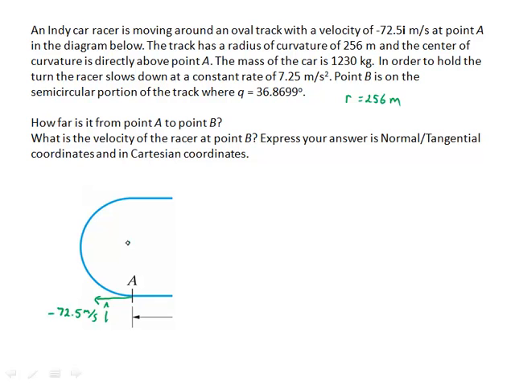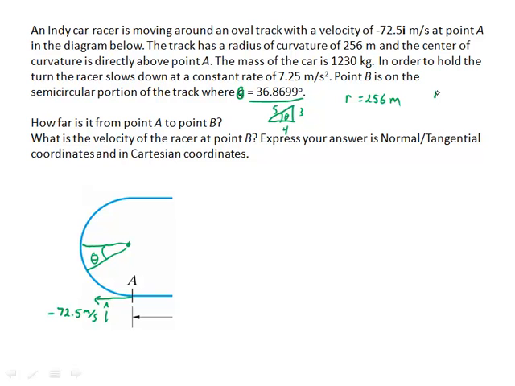The center is right here. Moves around the track until it reaches here. And we know that the angle in between here is 36.9 degrees. I'm just going to call that theta. And the reason that I use 36.8699 for my theta value is that this is a 3-4-5 triangle. 3-4-5. And there's theta in there.